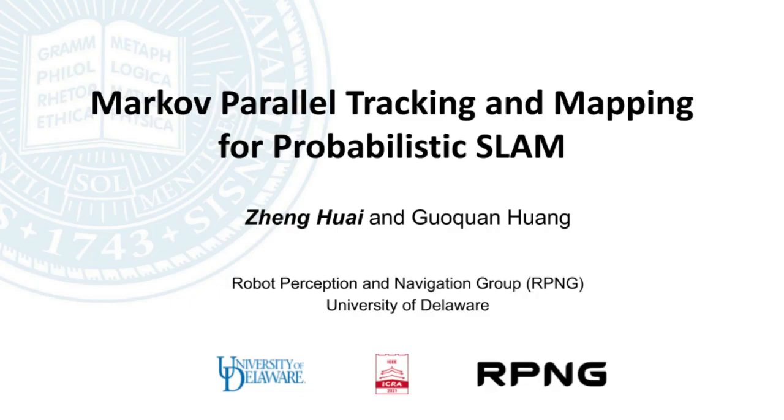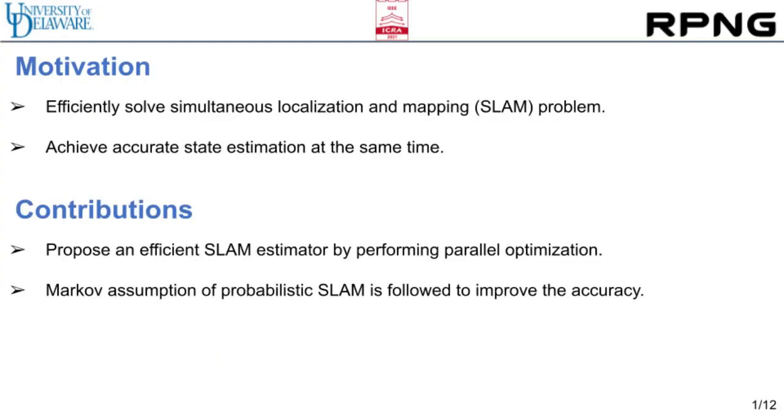Here I want to talk about our paper, Markov Parallel Tracking and Mapping for Probabilistic SLAM. The motivation of this work is straightforward. We want to efficiently solve the SLAM problem, and at the same time, we want to guarantee the accuracy of the state estimation. So for this purpose, in this paper, we propose an efficient SLAM estimator that performs parallel optimization. Especially in our estimator design, the Markov assumption of probabilistic SLAM is always followed in order to improve the accuracy.